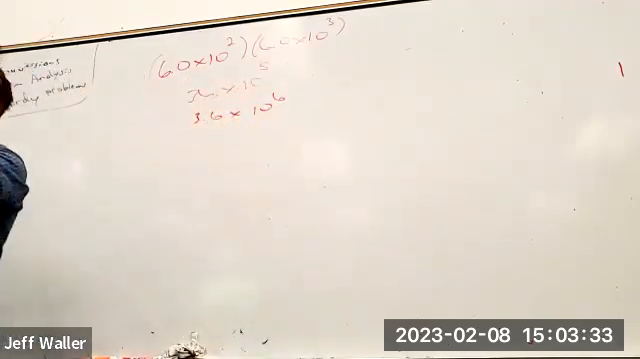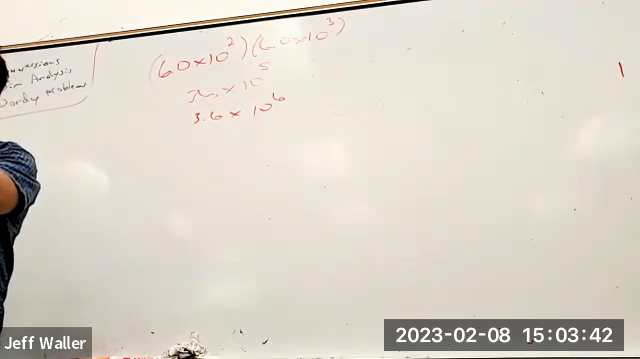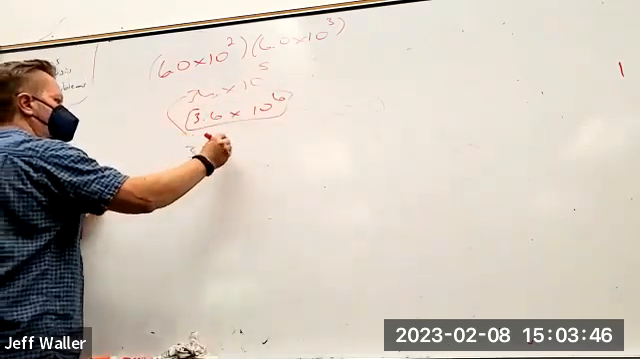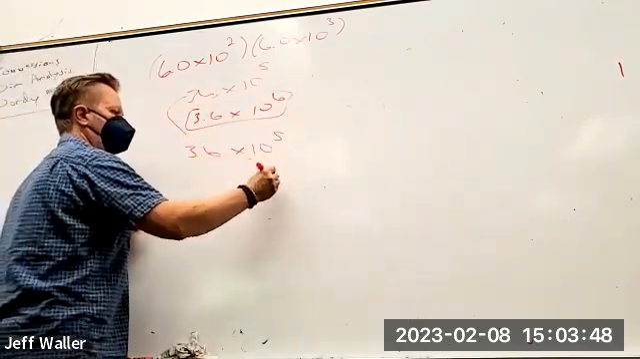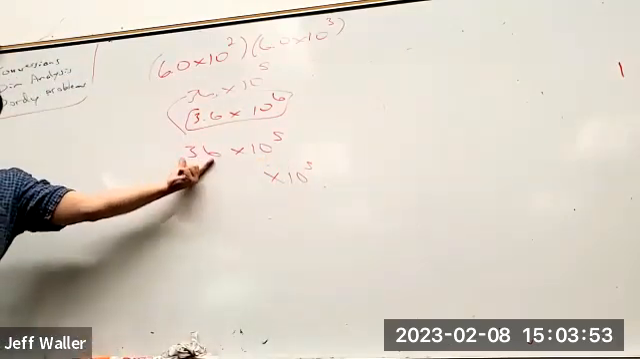Now, let me give you a different way to think about it. What's funny is I like this method, but let me show you the more mathematical way to think of this. Take 36 times 10 to the 5th. Write the times 10 to the fifth, right? What is this in scientific notation?